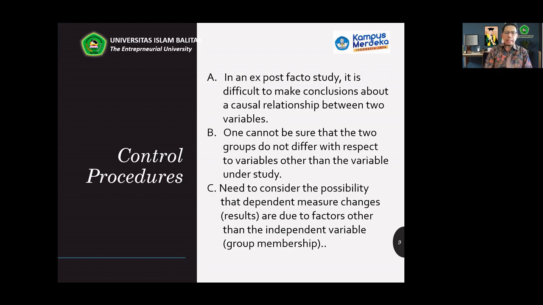Okay. One cannot be sure that the 2 groups do not differ with respect to variables other than the variables under study. So we need to consider the possibility that dependent measure changes are due to factors other than the independent variables, like group membership. Okay.